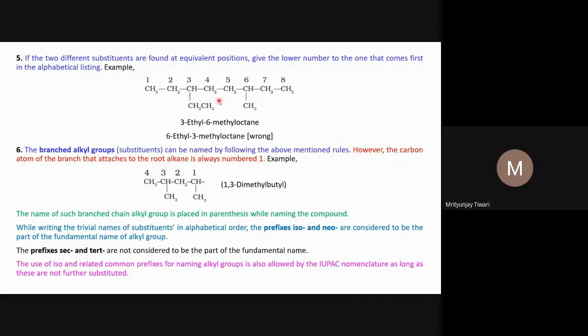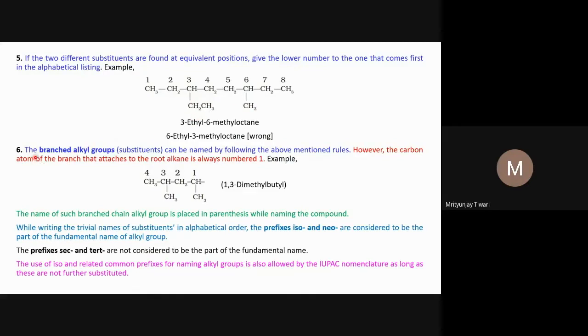So the name of this compound will be 3-ethyl 6-methyl octane. Why is it so? Because these are different branches, and these different branches from different directions are getting the same looking numbering, so this numbering will be done based on the alphabetical ordering of the substituents.